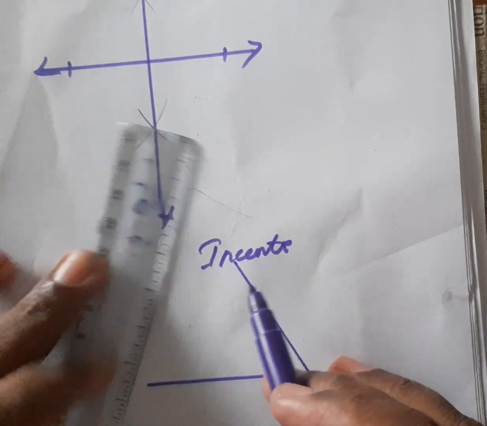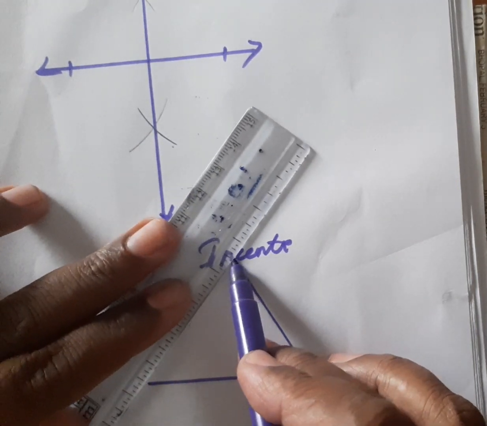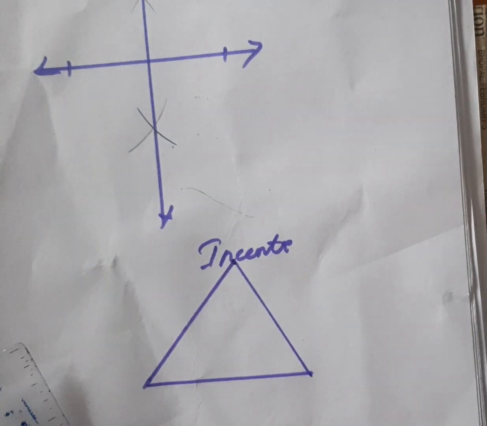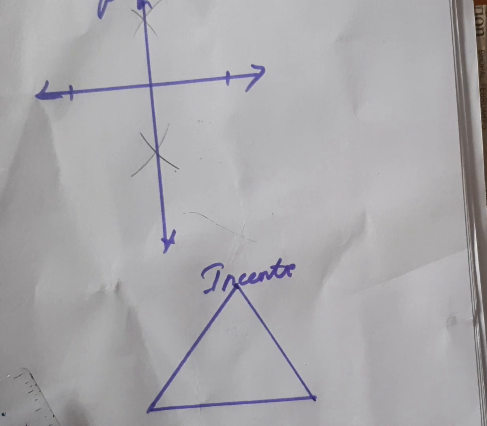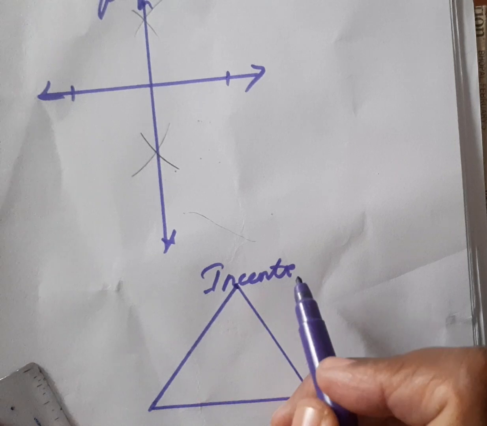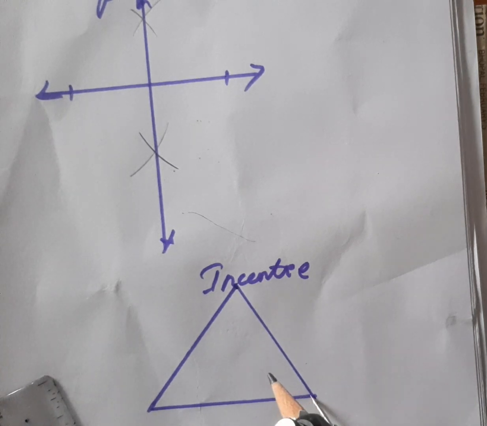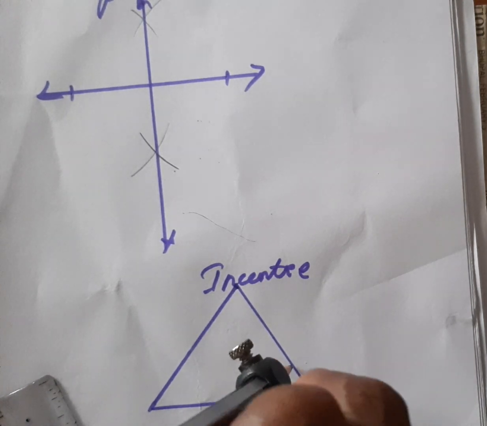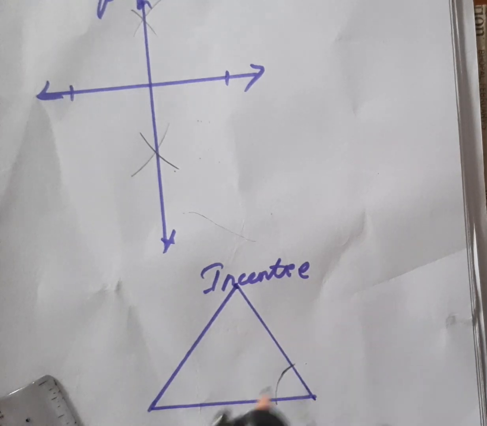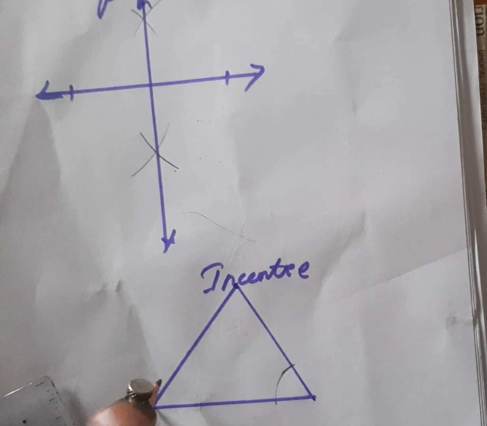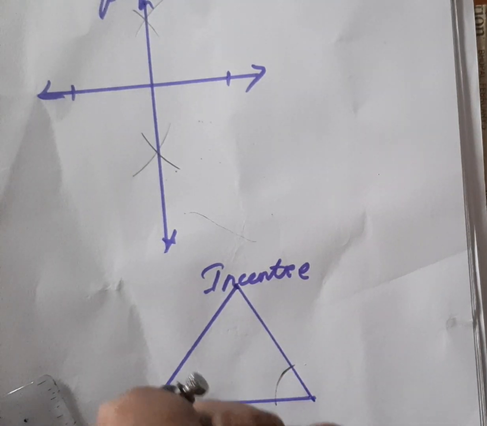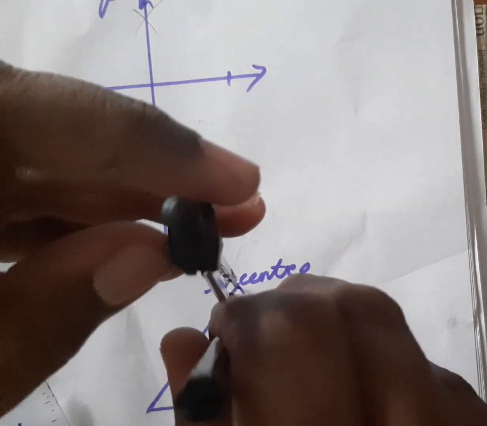It may be an equilateral triangle. In the textbook question you are given the measures, so you can take the measures with the help of a scale. Now for drawing the incircle, what do we have to do? We have to bisect the angles. So I am making arcs on the 3 vertices.